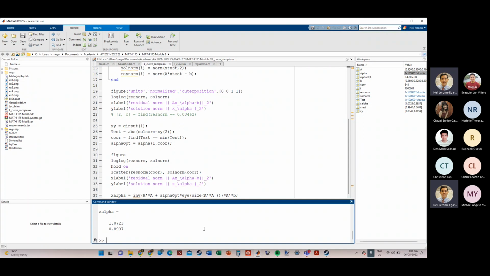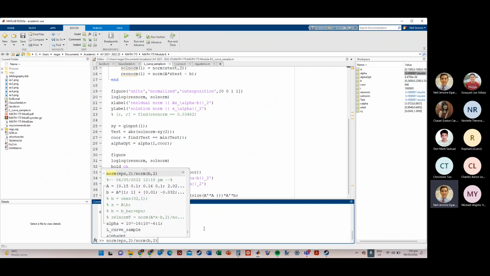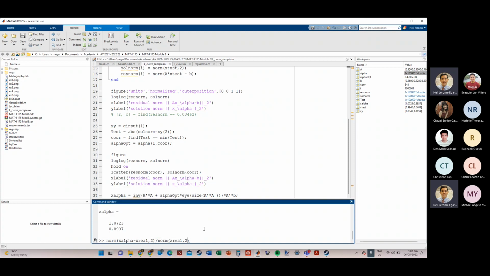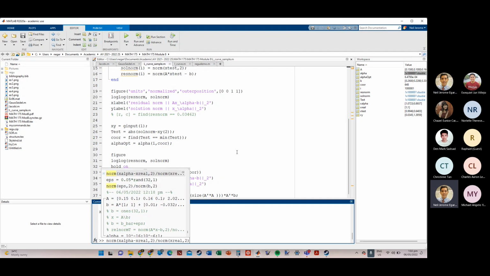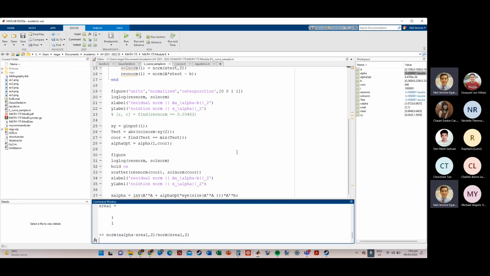True enough, if I compute for the norm, X alpha minus X real, ang X real nga pala natin dapat ay 1,1. Tawagin ko lang X real yung vector na 1,1 kasi yan yung expected unique solution natin dun sa unperturbed system. Okay? So, kukomputing ko ngayon gaano kalayo yung X alpha relative to the real solution. So, kunin ko lang yung relative difference.